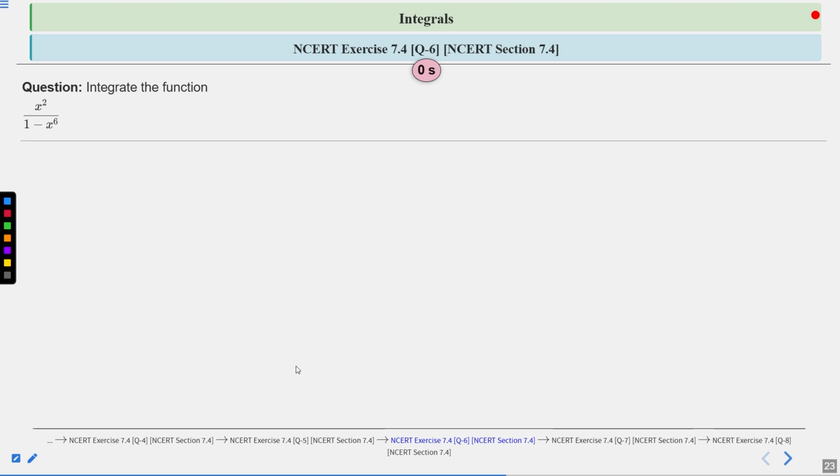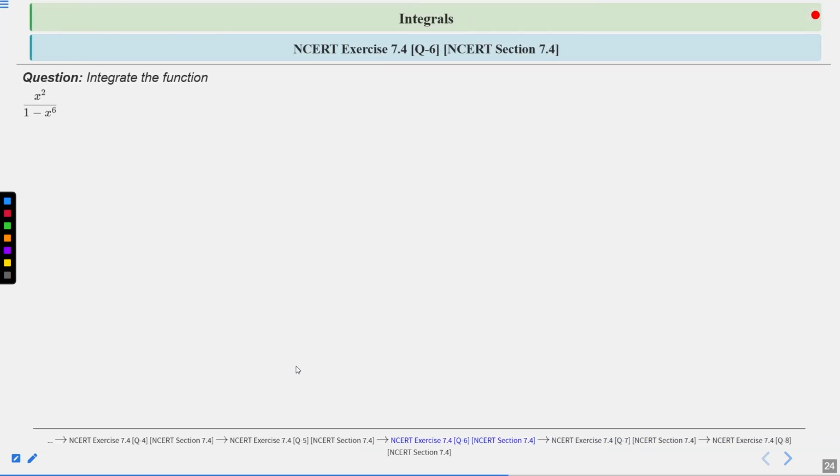Let's move to the solution part. We need to integrate the function x square upon 1 minus x to the power 6. So the correct answer is basically 1 by 6 log mod of 1 plus x cube upon 1 minus x cube, plus c.